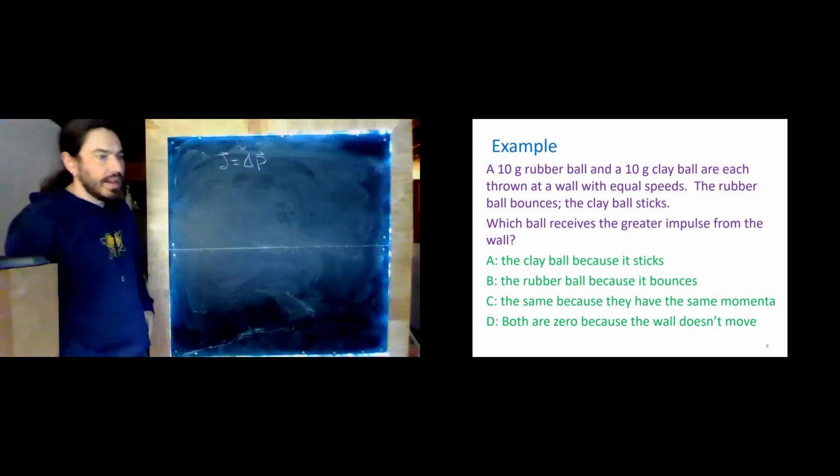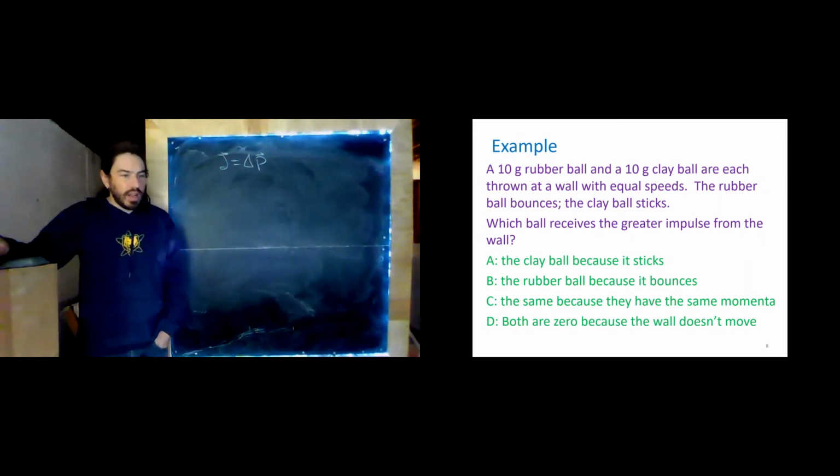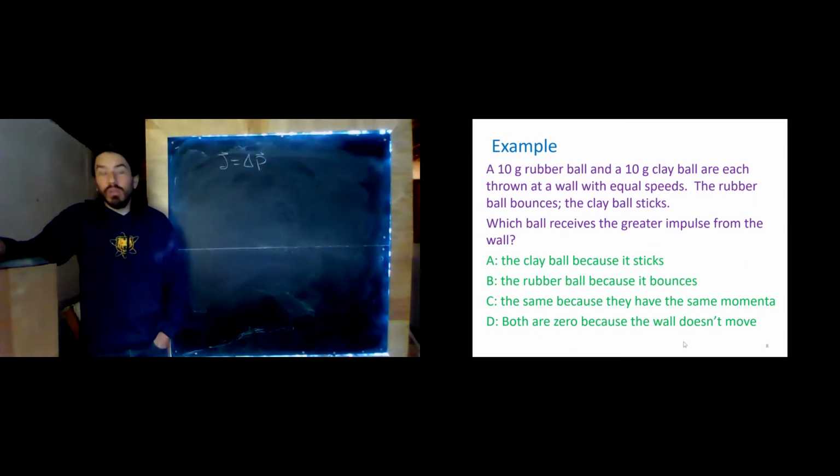Okay, so what are we thinking here? Is it going to be the clay ball, the rubber ball, the same, or both zero? So the same and zero, or the same but not zero? So C would be the same but not zero, D would be the same but zero. Why don't you think about it? I will see you on the other side.